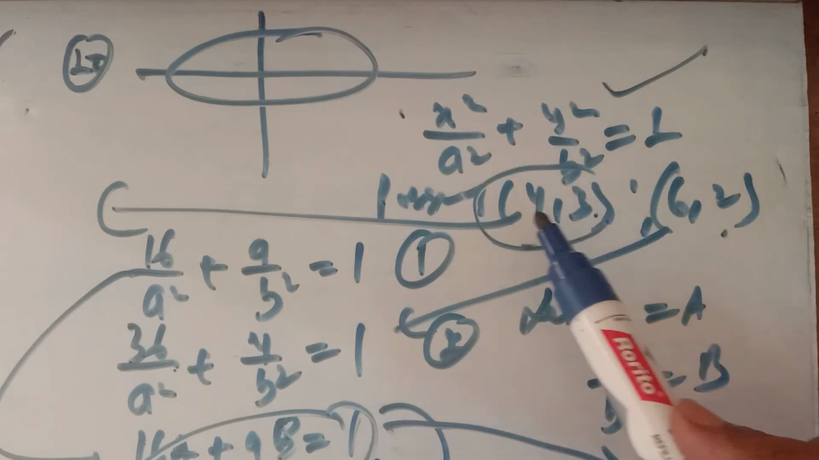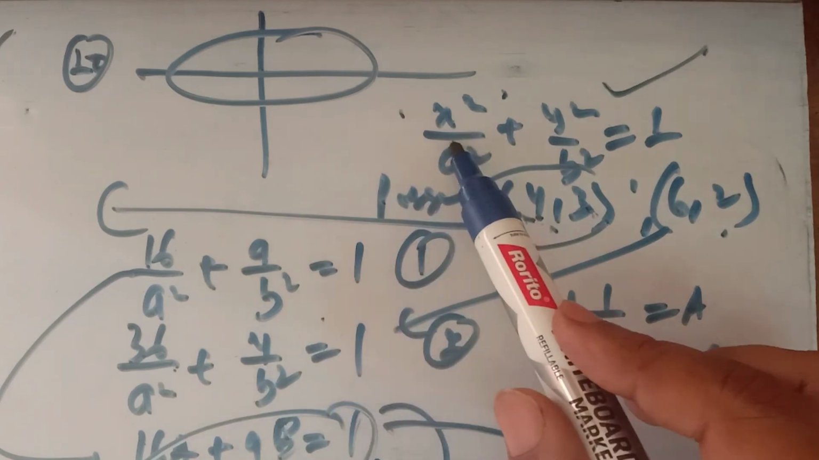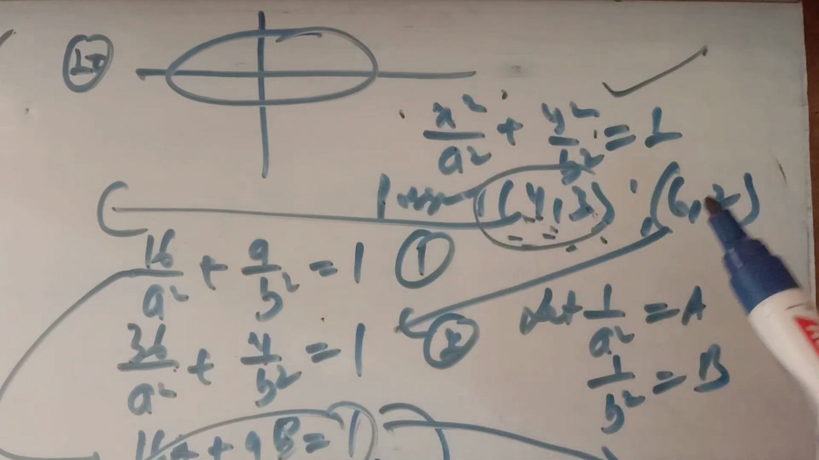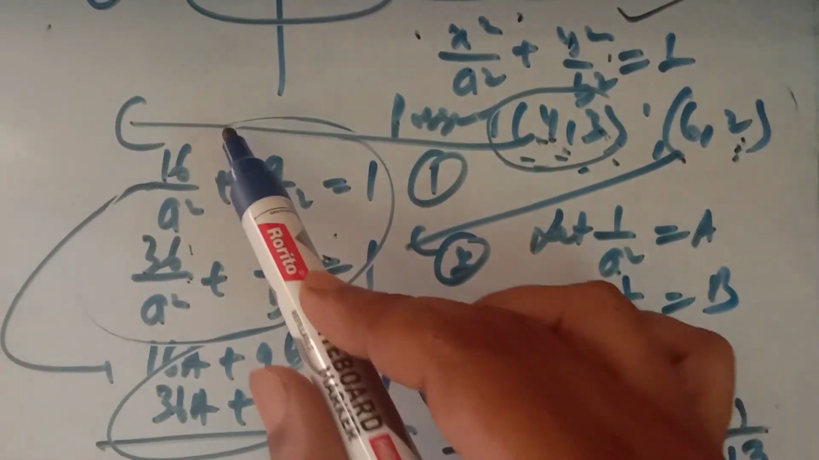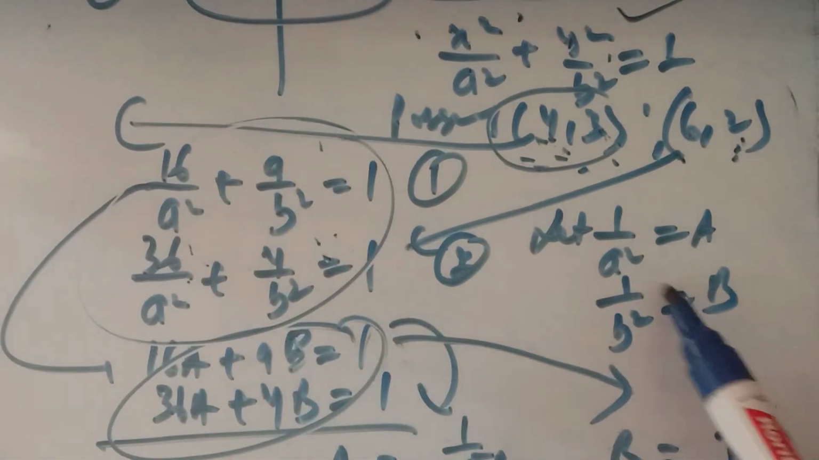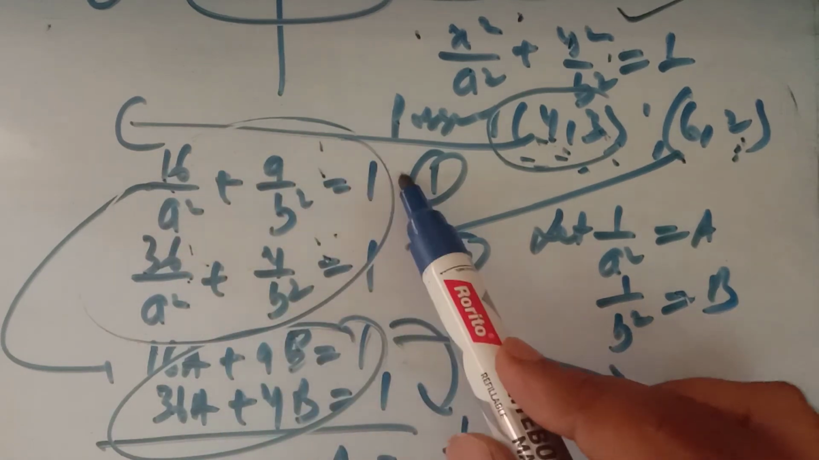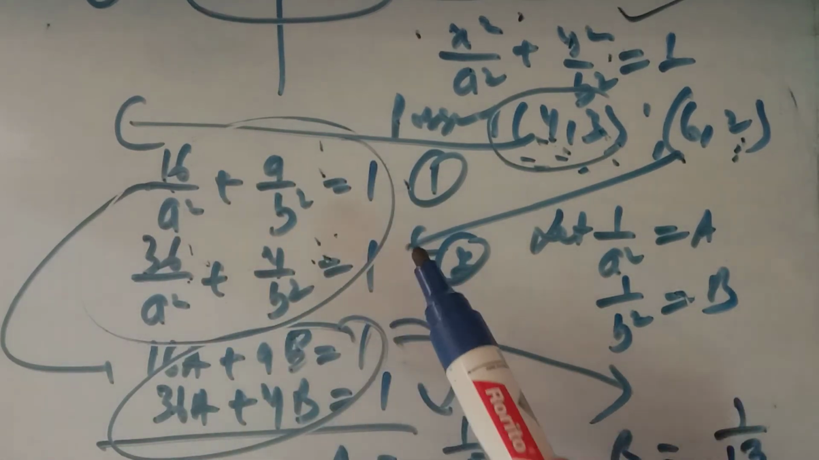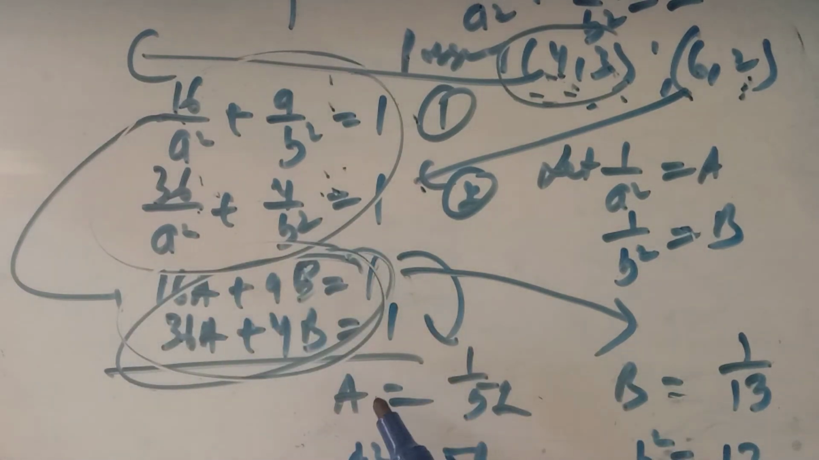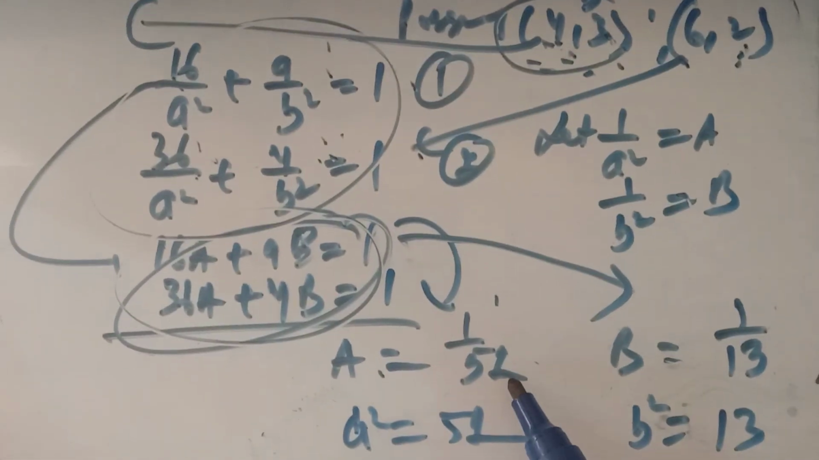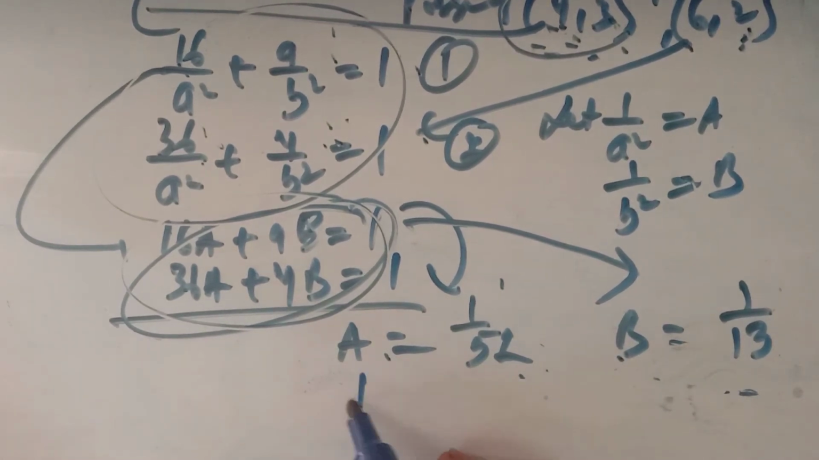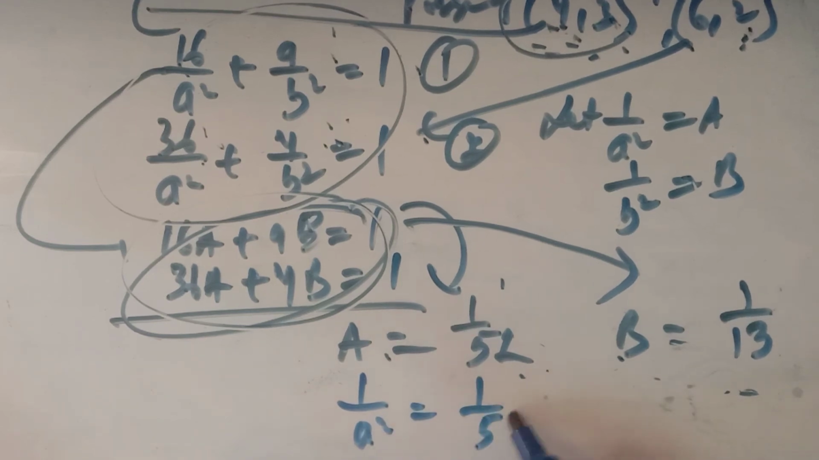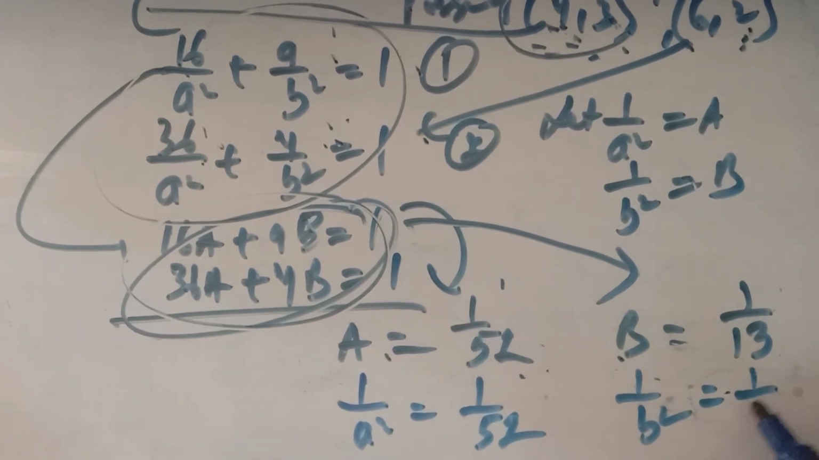When you put the first point, 4 and 3, in this equation, you'll get 16 and 9 here. When you put 6 and 2, in place of x 6 and in place of y 2, you get 36 and 4. When you solve these two equations by letting 1 upon a square be a and 1 upon b square be b, you'll get 16a plus 9b equal to 1, and 36a plus 4b equal to 1. When you solve this by any method, you get the value of a as 1 upon 52 and the value of b as 1 upon 13, since we let 1 upon a square equal to 1 upon 52 and 1 upon b square equal to 1 upon 13.